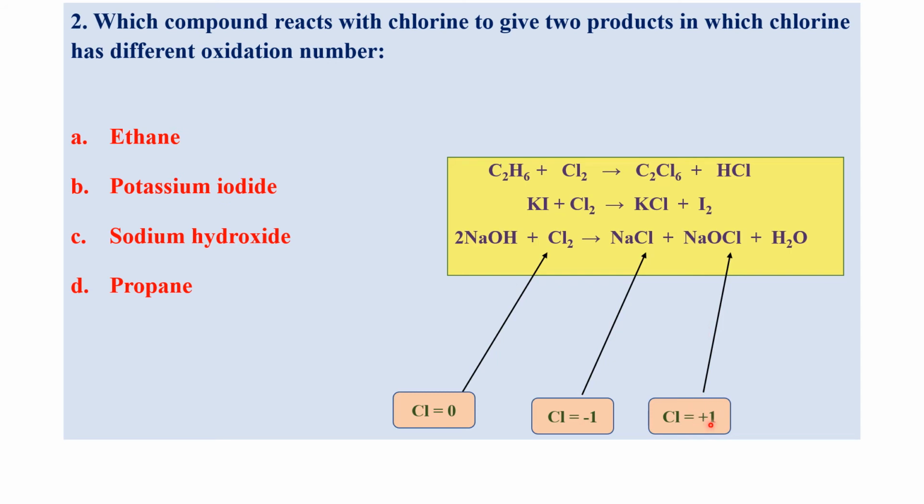+1 for chlorine. So +1 for chlorine and +1 for sodium will result in +2. It will cancel out the -2 of oxygen, so we will get 0 overall. So in this case, chlorine has +1 state. So option C is the correct answer, that is sodium hydroxide, in which chlorine forms two products, sodium chloride and sodium chlorate, and in which the chlorine has two oxidation numbers, that is -1 and +1.